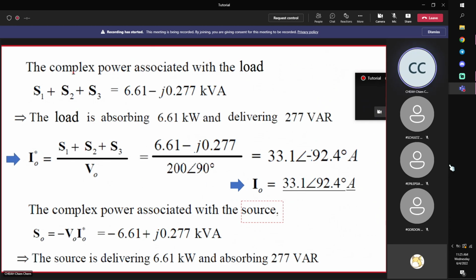Take note that this complex power is associated with a load. If you want to calculate the complex power associated with the source, by conservation of energy, you just reverse the sign, because this energy must be supplied from somewhere. The supply must be equal to the one consumed, which means that when you add them up, it must be equal to 0. Therefore, if this is positive, this will become negative; if this is negative, this will become positive. You just reverse the sign. This is the conservation of energy.